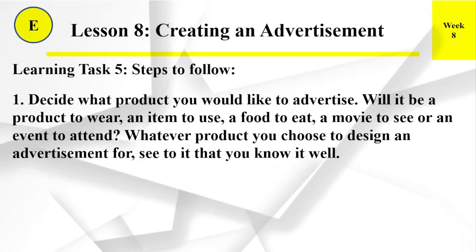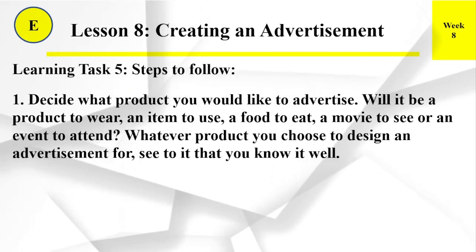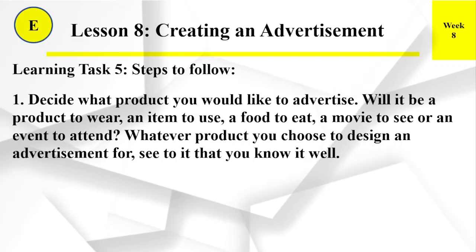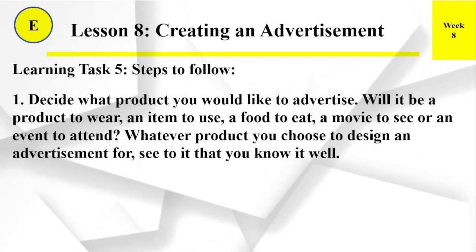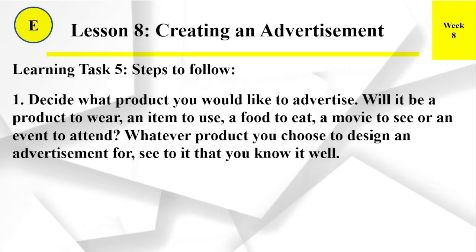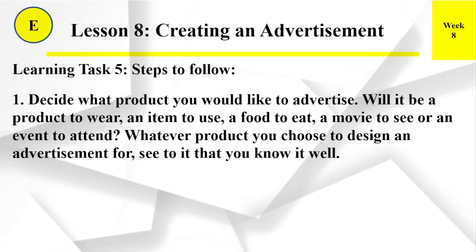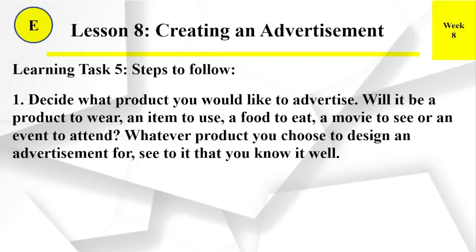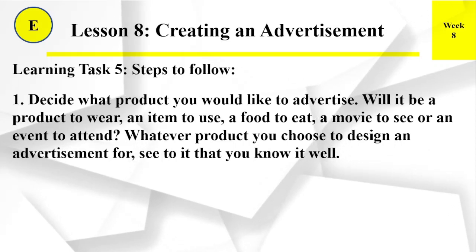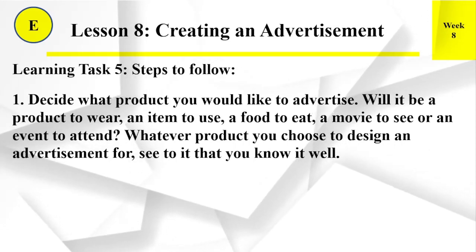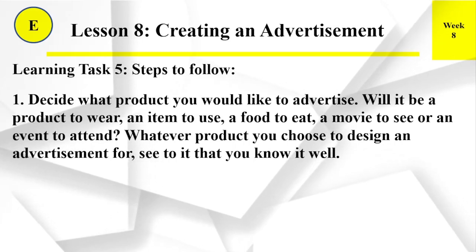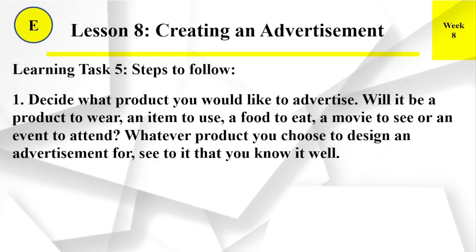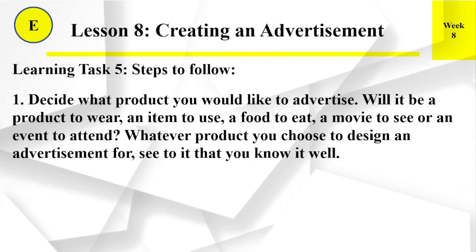Learning task number 5. Here are the steps to follow. Number 1. Decide what product you would like to advertise. Will it be a product to wear, an item to use, a food to eat, a movie to see, or an event to attend? Whatever product you choose to design an advertisement for, see to it that you know it well.